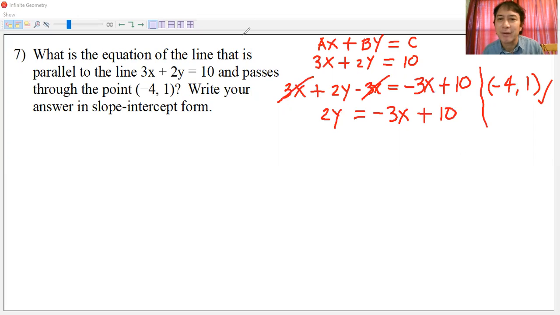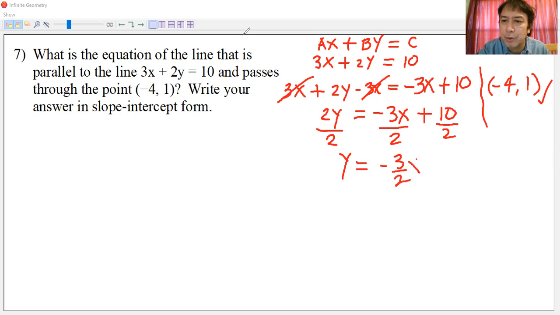All right. We're almost there. Now we have to divide by the number 2. All right, divide both sides. So this will be dividing by 2, dividing by 2, and the 10, like that. Okay, all right. And after which, the left side is now y equals negative 3 over 2x plus 5.